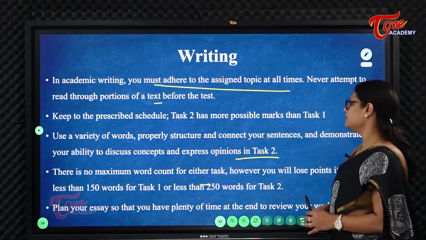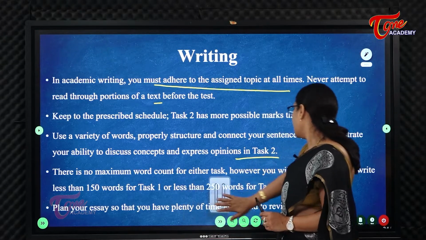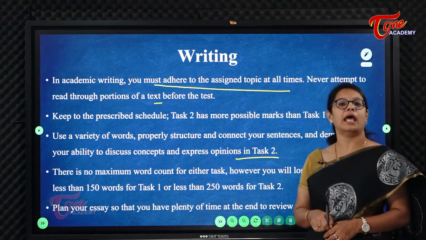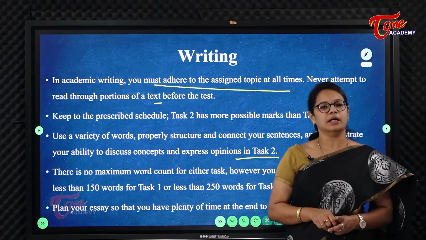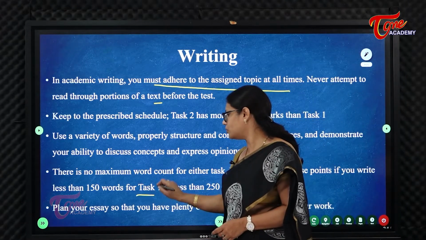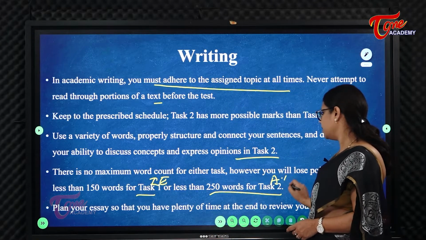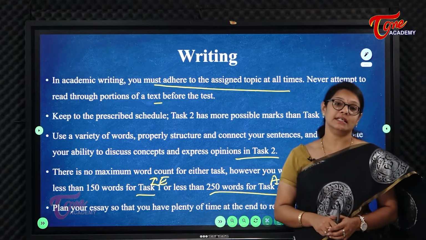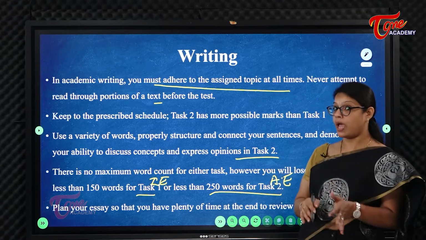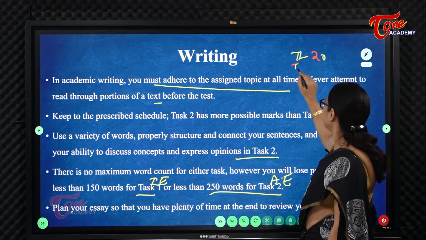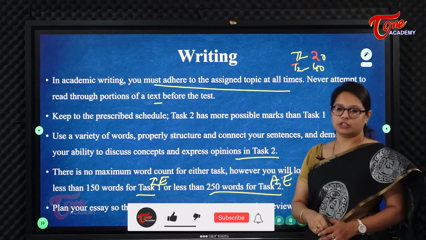Now, there is no maximum word count for each task. However, you will lose points if you write less than 150 words for task 1 and less than 250 words for task 2. Remember, task 1 is also called your issue essay and task 2 is called your argument essay. Plan your essays so well that all you spend for task 1 is 20 minutes and for task 2 is 40 minutes.